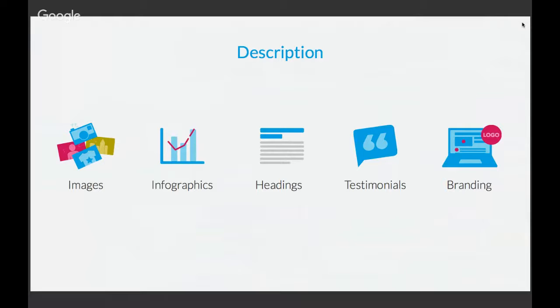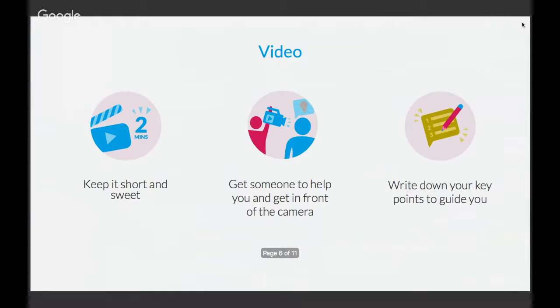So again, head over to the January Jumpstart pack where you can see all the little things that we've suggested you include, things like photos of your team, infographics, and definitely make sure that you've got your branding on there.